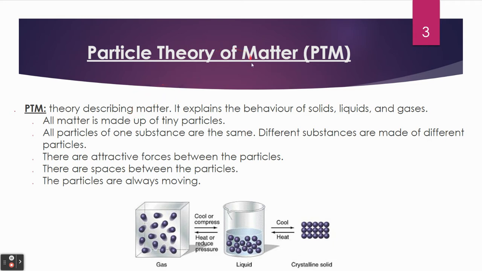So the particle theory of matter has a few points that you need to know. First of all, when you look at matter, all matter is made up of these tiny particles. And then all the particles of a given substance are going to be the same. So for example, if you're looking at water, all the particles of water are all H2O particles. And different substances are made up of different particles. So H2O is made up of H2O. And then let's say carbon dioxide, dry ice, a chunk of it's made up of CO2 particles. So particles of the same substance are the same, and then particles of different substances will differ from each other.